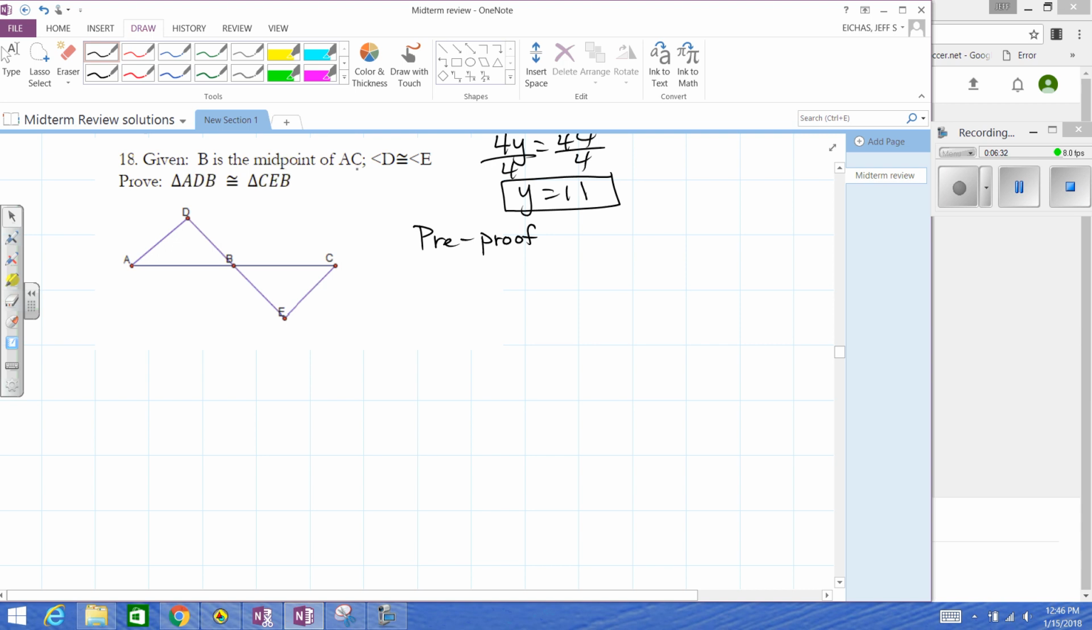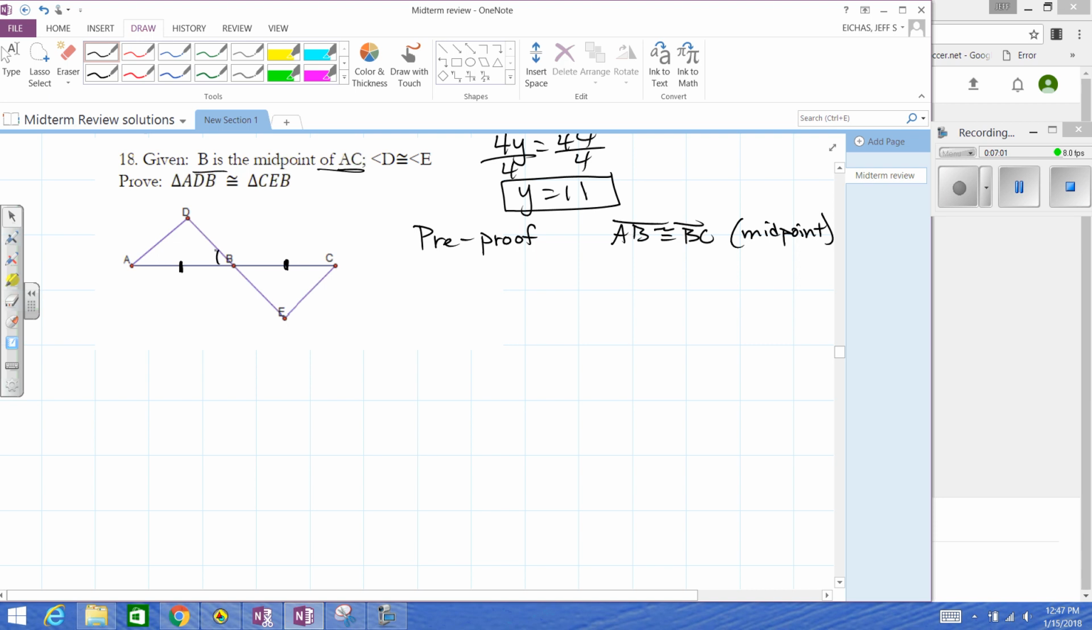B is the midpoint of AC. Let's start with that. Only AC is definitely cut in half that we can prove. We know the other segments are probably going to be the same, we just can't prove it. So stick to what we can prove. We can prove AB congruent to BC eventually. And this is just pre-proof. I'm just kind of keeping track of what I'm doing.